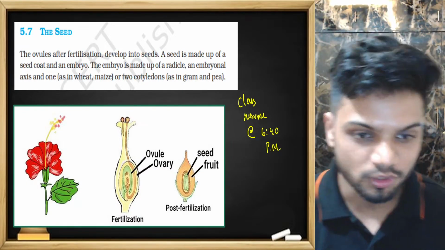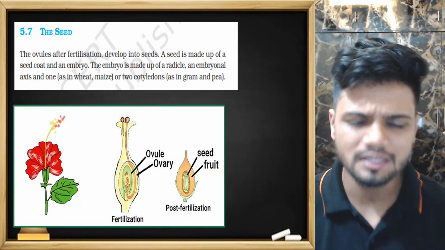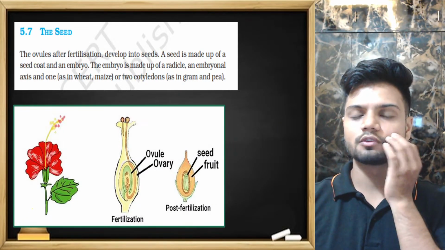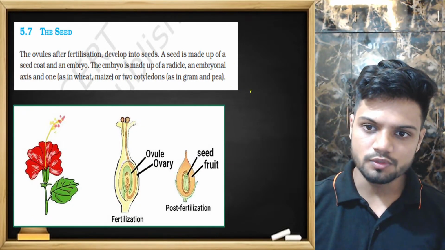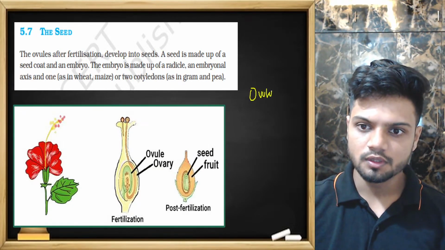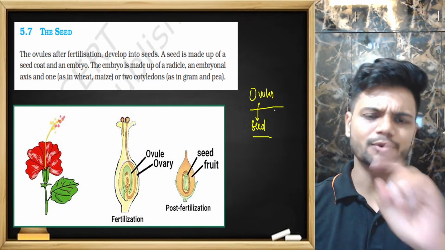Some kind of emergency, so I had to go down. So students, the last part, seed, is very easy again. The first thing you need to know about seed is where it develops from. All of you know the ovules, right? The ovules develop directly into the seed. That's the first point everyone knows.